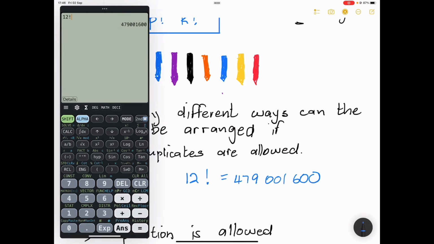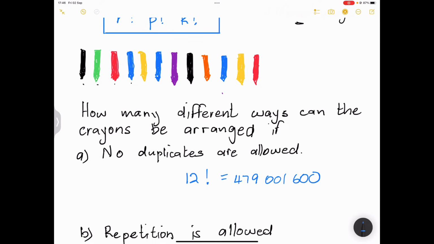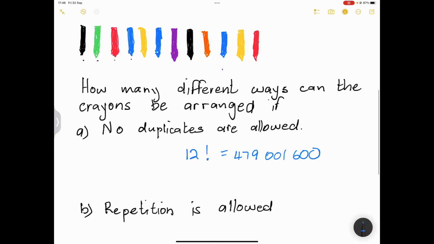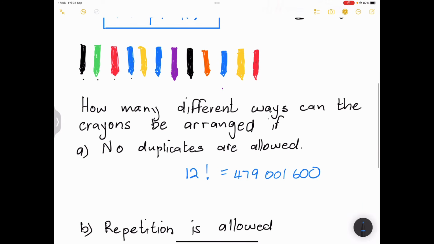1,600. So 479 million 1,600 would be the number of arrangements that you can make. But now, if they say to us that repetition is not allowed, it means you now have to factor in that there are different colors of crayons. Now, what are we going to do? Let's look at the colors that are similar. Can you see I've got black and black there?